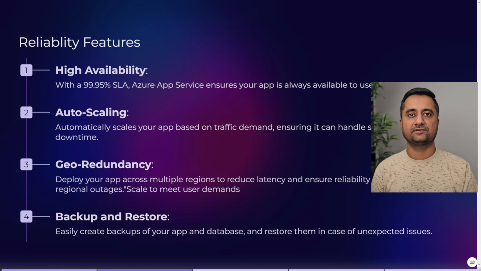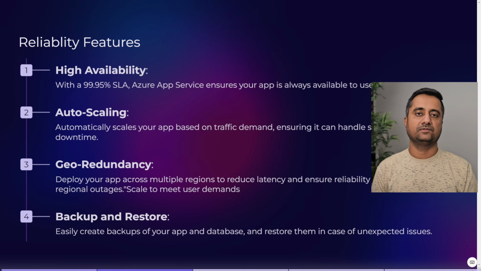This week we are going to look into Azure App Services reliability. Let's get started. Azure App Services, as you know, has a lot of reliable features. The first one is going to be high availability. Azure App Services has a 99.95% SLA, which ensures that your apps are always on, and it's much more reliable. The second option is auto scaling.